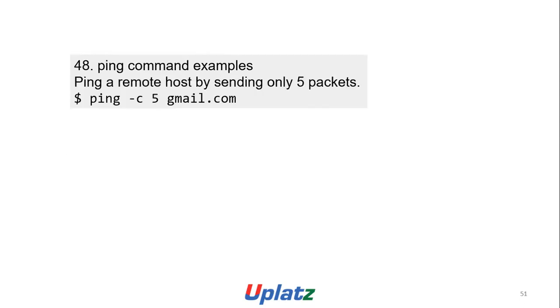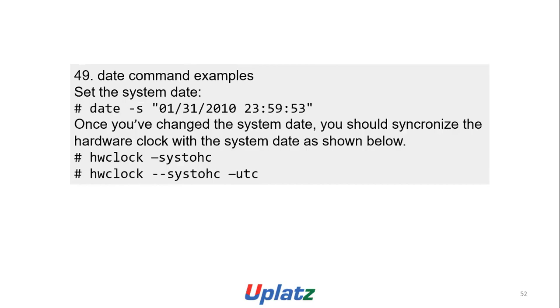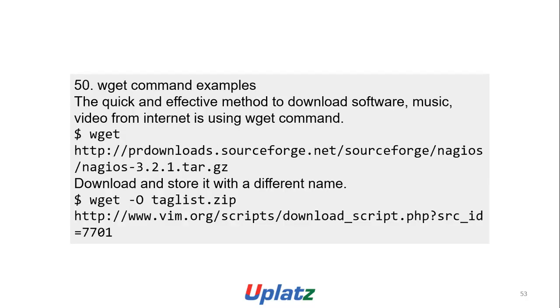Ping command examples. Ping a remote host by sending only 5 packets: ping -c 5 gmail.com. Date command example. Set the system date: date -s "01/31/2010 23:59:53". Once you have changed the system date, you should synchronize the hardware clock with the system date as shown below: hwclock --systohc, hwclock --systohc --utc.